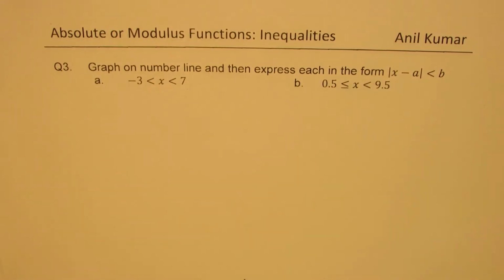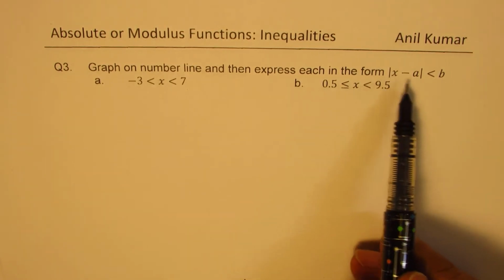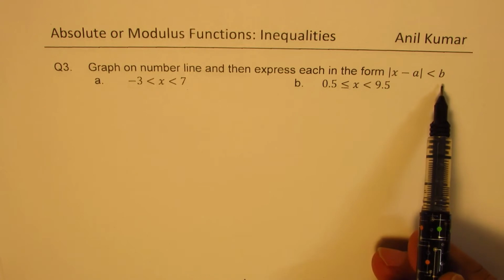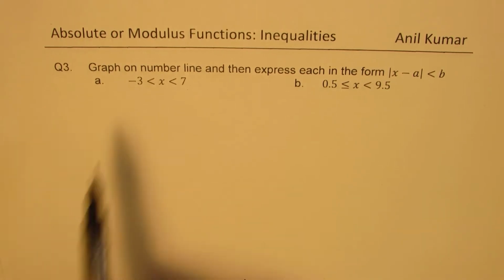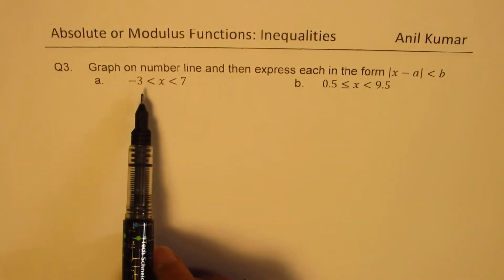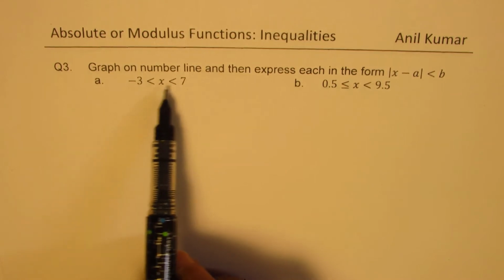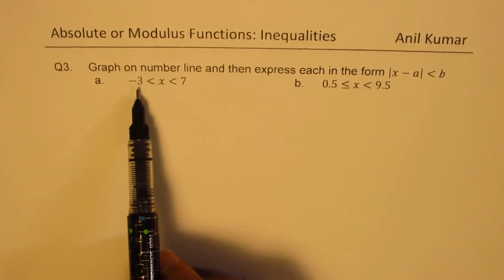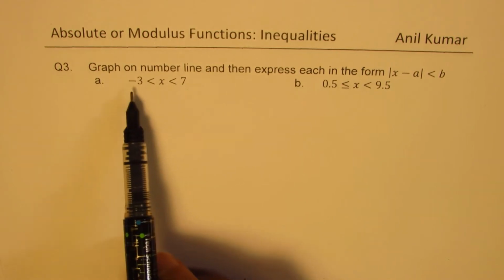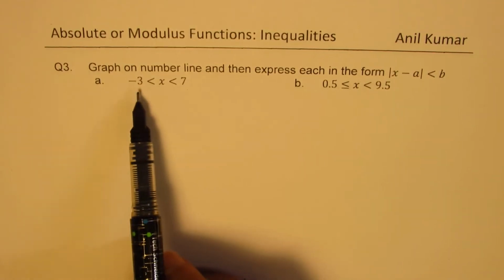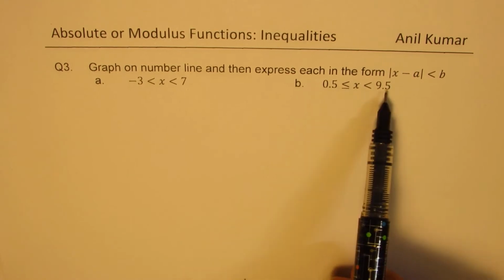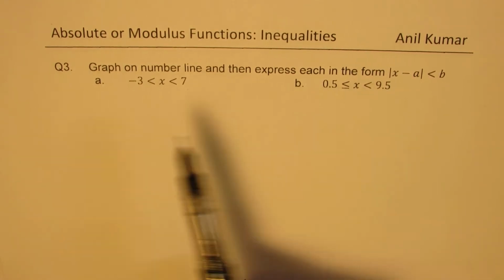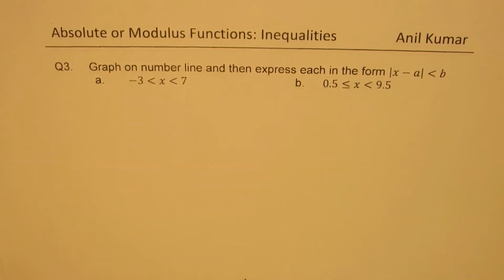Question number 3. Graph on a number line and then express each in the form of the absolute value of x minus a less than b, right? Now here we have two examples. You will note that the upper and the lower bounds are different numbers in absolute terms, right? Minus 3 and 7. It is not plus and minus 3. It is not plus and minus 7, correct? Same is the case with the other example. Now, if that is the case, how should you be doing it?